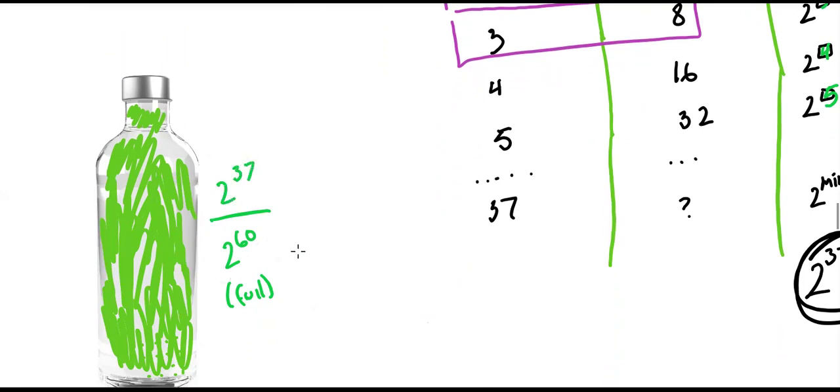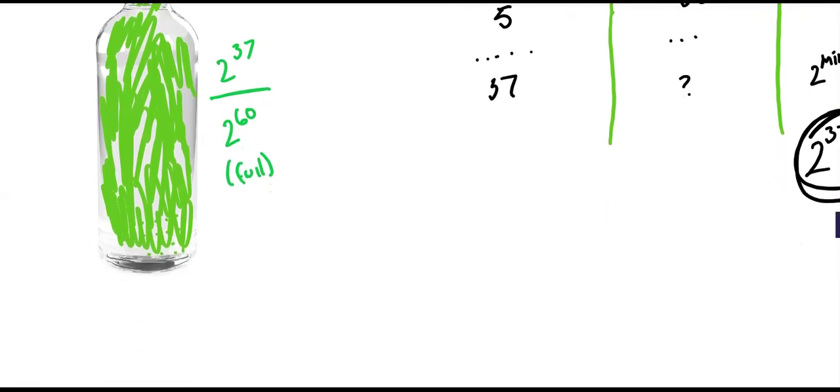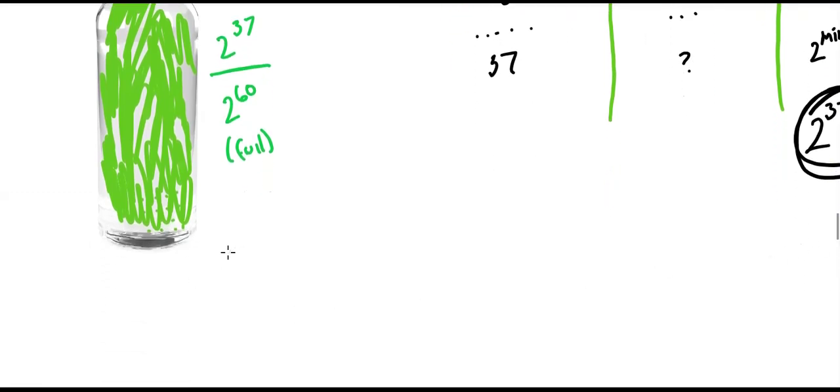So we would have this fraction here, 2 to the power of 37 over 2 to the power of 60. This would represent the fraction of the bottle that is full at 11:37. This is kind of gross though, so I am going to go ahead and simplify. I'll leave more resources about simplifying with exponents in the description. For this, I'm going to subtract 37 from both exponents. I can do this because one, I am dividing, and two, my bases are the same.